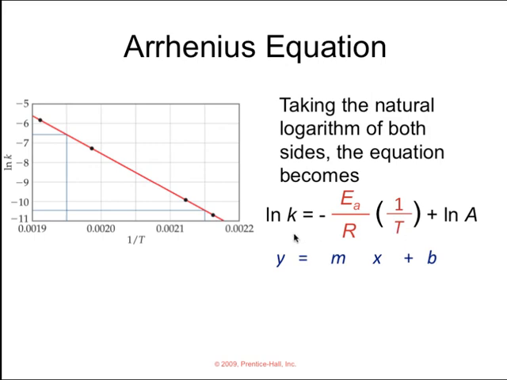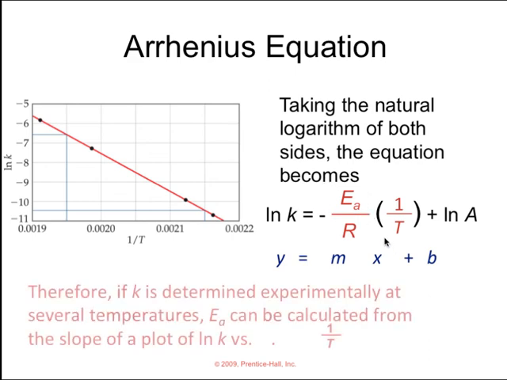And if you look, hopefully you notice that this is the same format as the equation for a straight line. y is equal to mx plus b. The slope is going to be negative activation energy over R. So if we plot the natural log of the rate constant versus 1 over the temperature in Kelvin, we can get a straight line, and then we can calculate the activation energy. We'll be doing a couple of examples using that in class.